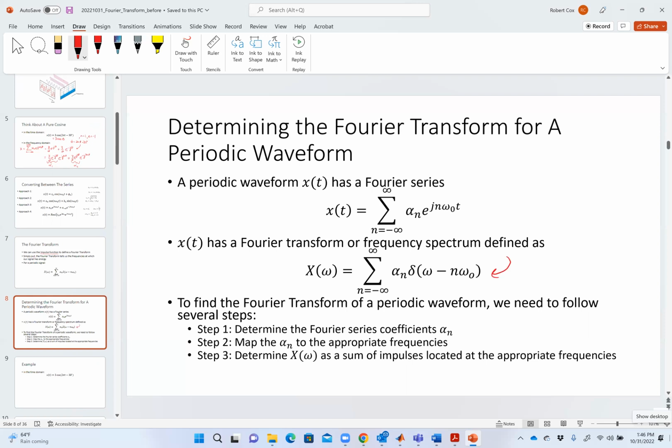And to find the Fourier transform of this thing, there's basically 3 steps. We determine what the Fourier series coefficients are. What are these alpha n values? Then we figure out how to map those to appropriate frequencies. And then we determine this x of omega. That's the Fourier transform. We determine that as a sum of impulses located at the right frequencies. Okay. All right.